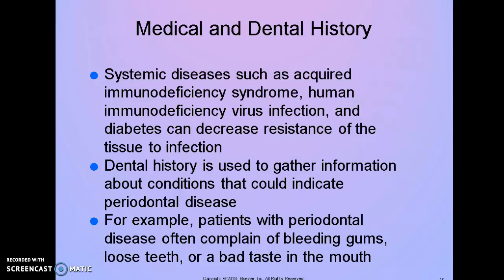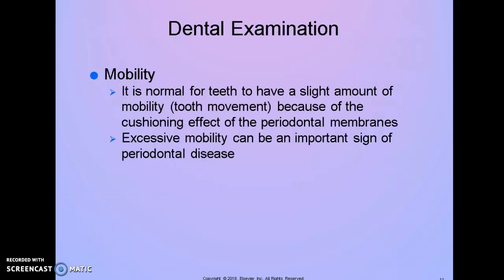Dental histories are used to gather information about conditions that could indicate perio disease. For example, patients with perio often complain of bleeding gums, loose teeth. They can have bad breath and bad taste in their mouth as well. When we're doing the exam, we're looking at mobility.